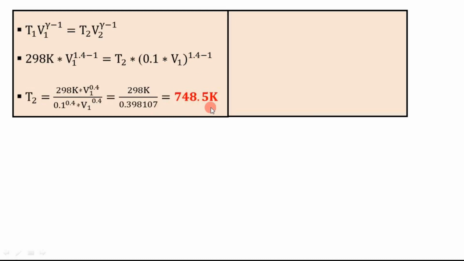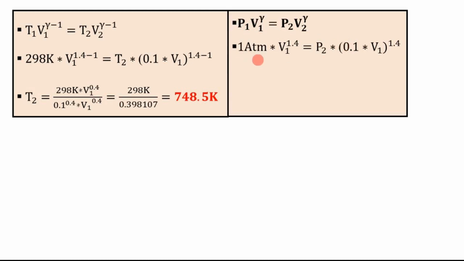Then we can calculate the final pressure by using this formula. Then we have the P1, which is 1 atmosphere. We replace with V1 here. V2 will be equal to 0.1 times V1. Then in this case, we calculate the P2 is equal to 25 atmosphere.